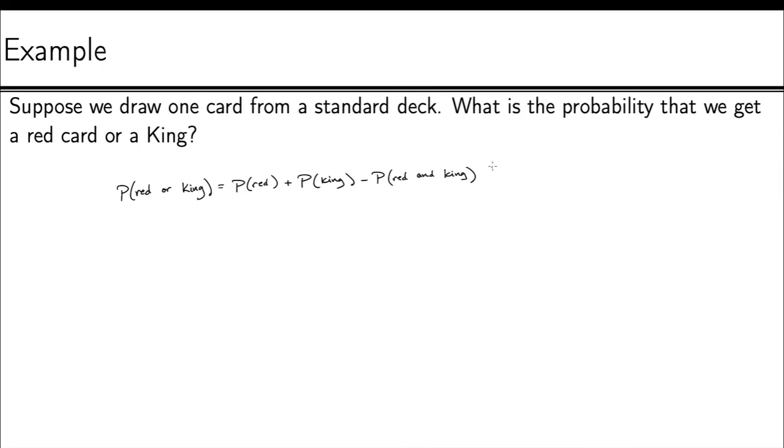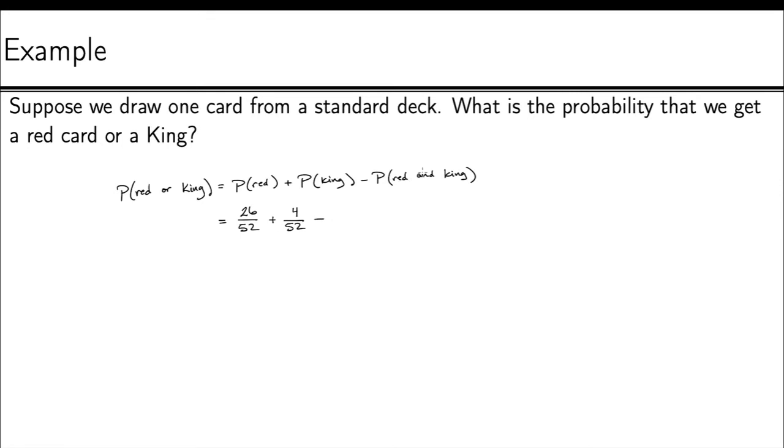Okay. Probability of a red card. We've got our hearts and our diamonds. Okay, that's 26 total cards that are red. So 26 out of 52 plus the probability of drawing a king. There are 4 kings out of the 52. And then minus probability of red and king.